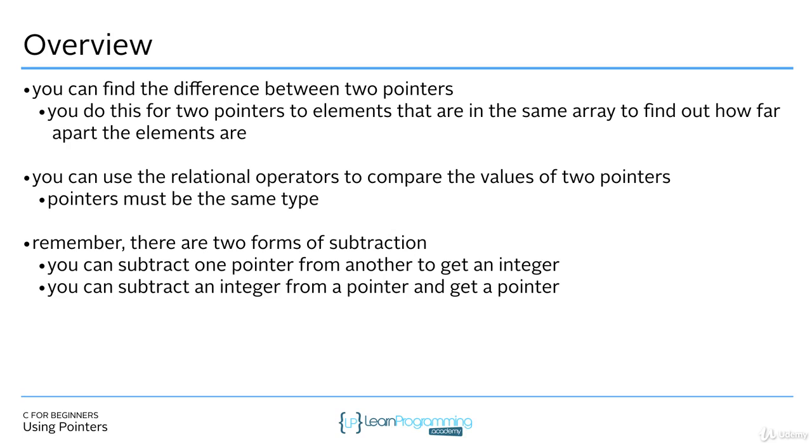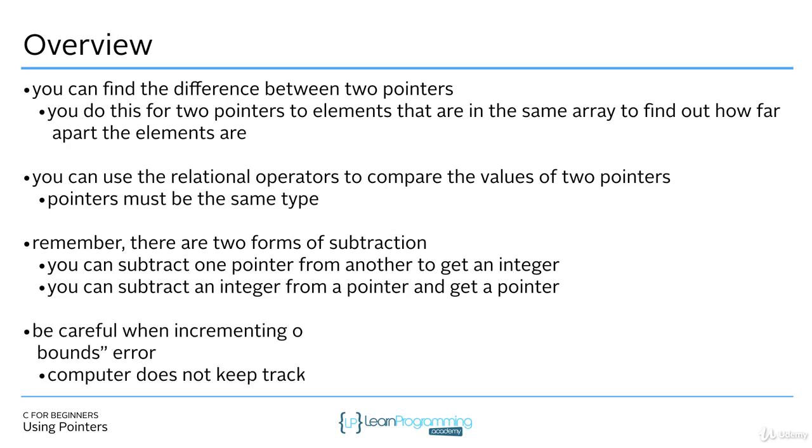Or you can subtract one pointer from an integer, which will give you a pointer. Right? So subtract one pointer from another to get an integer, or subtract an integer from a pointer to get a pointer. Those are the two cases. So we'll keep that in mind. We'll go through some more examples.